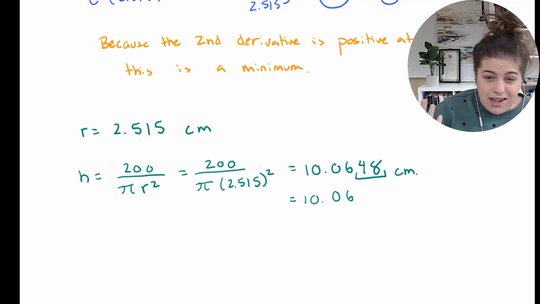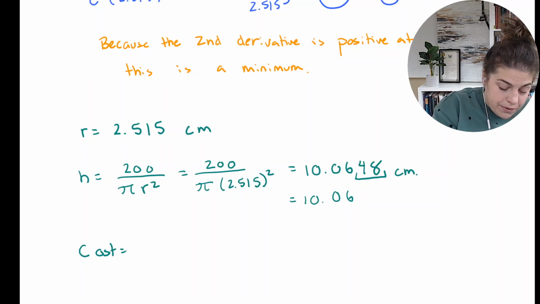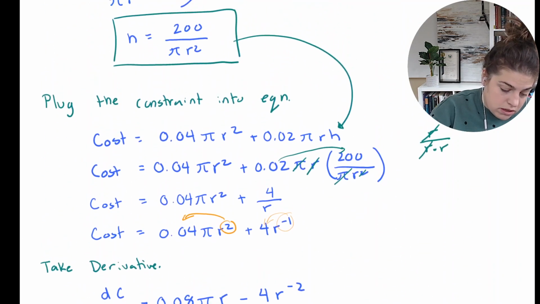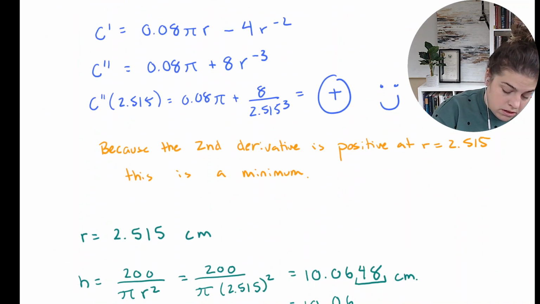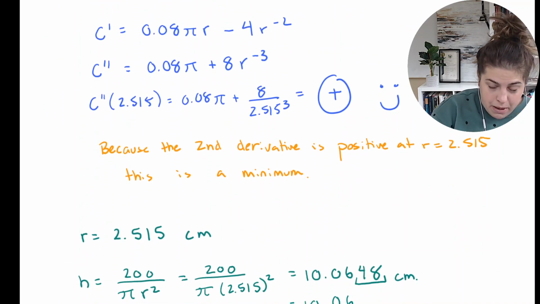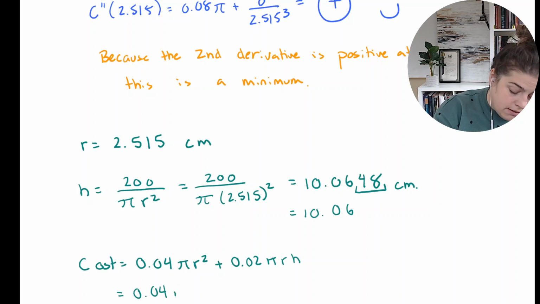And then we can find out the total cost if we want, right? We can go back to our original cost function, which was that 0.04 pi r squared plus 0.02 pi r h, and just fill in our values.